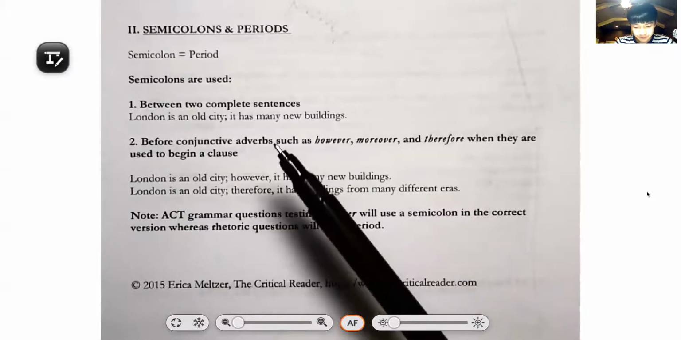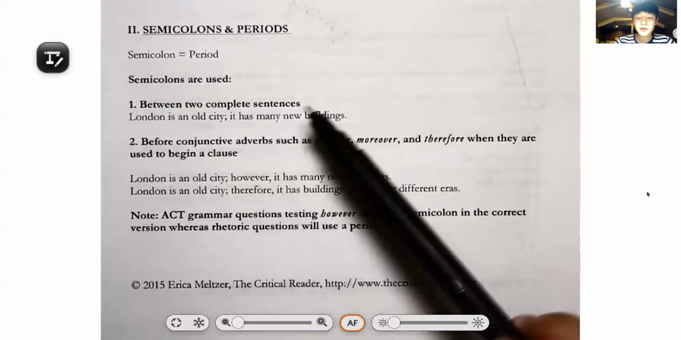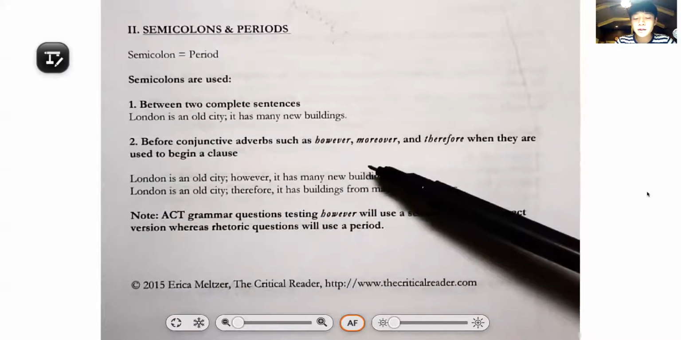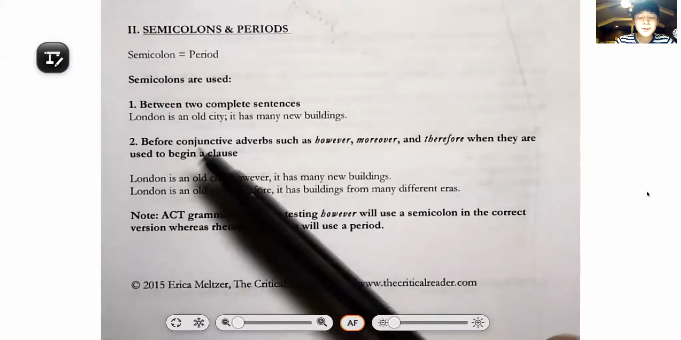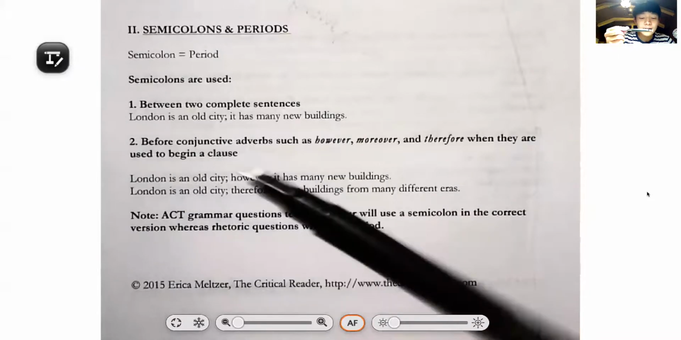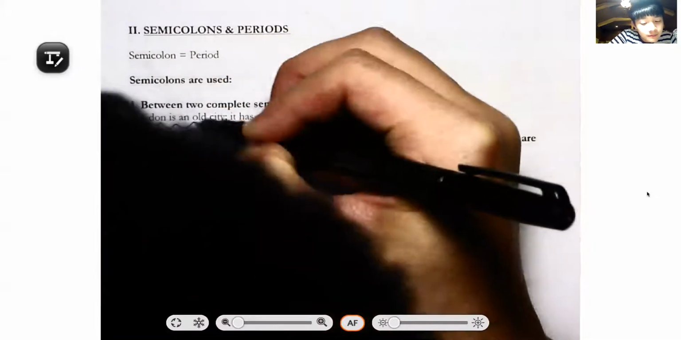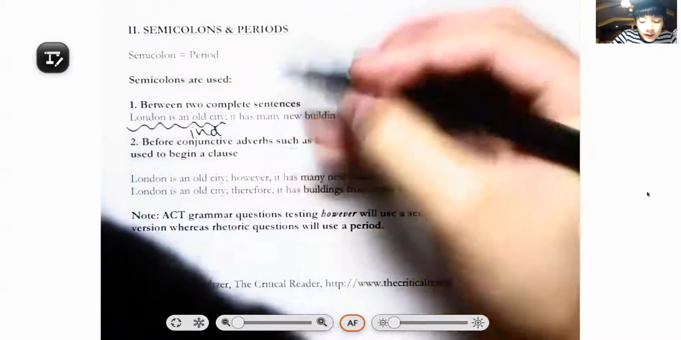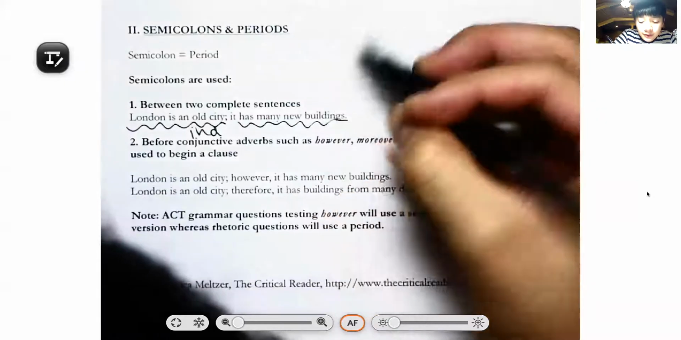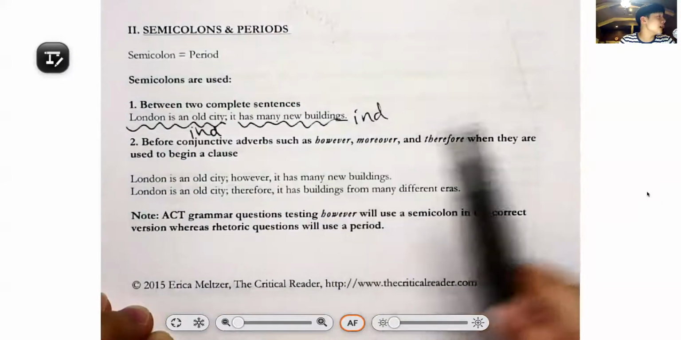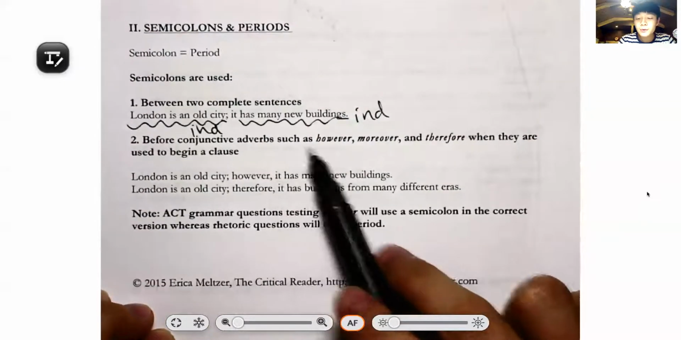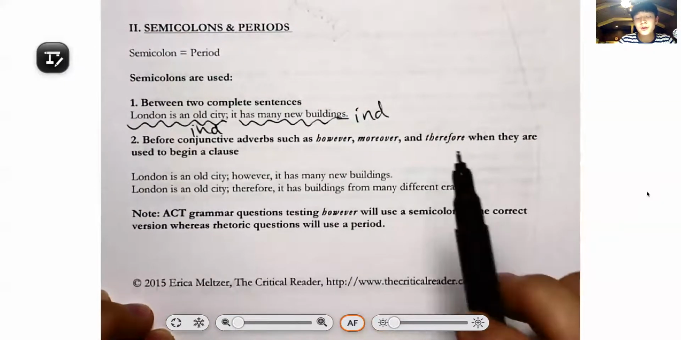So semicolons are used between two complete sentences and before conjunctive adverbs when they're used to begin a clause. So, examples are, London is an old city. Independent, right? It has many new buildings. This is also independent, right? But then you have, before conjunctive adverbs, you can see however, moreover, and therefore.